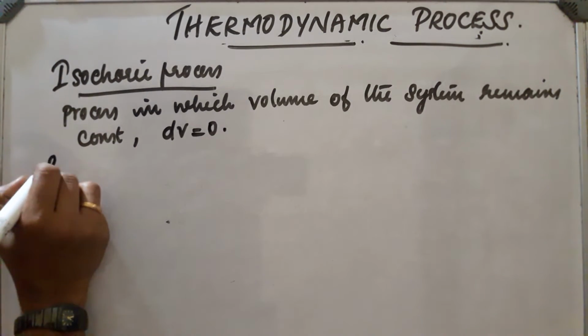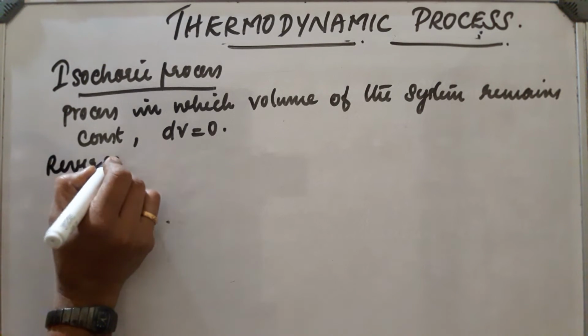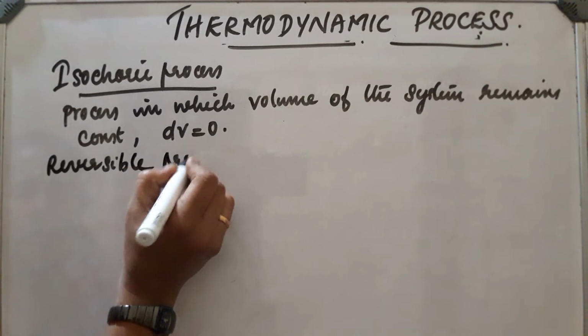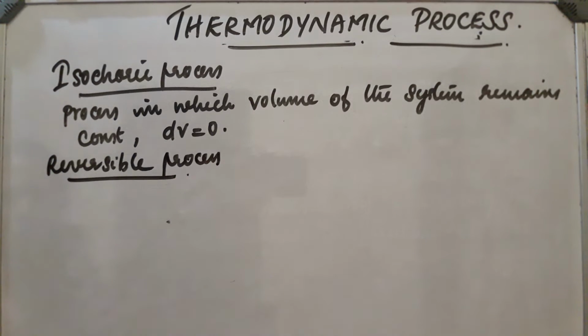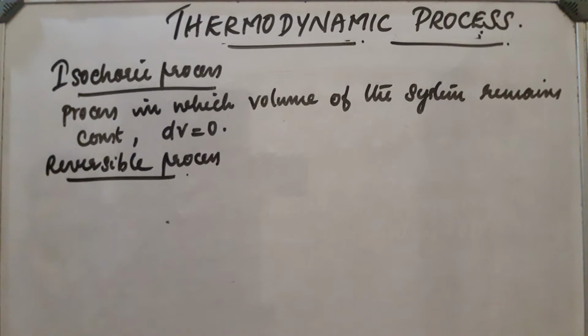Next, reversible process. What is a reversible process? A process is said to be reversible when the energy change in each step of the process can be reversed by changing variables like pressure, volume and temperature acting on it, and this process takes place infinitesimally slowly.